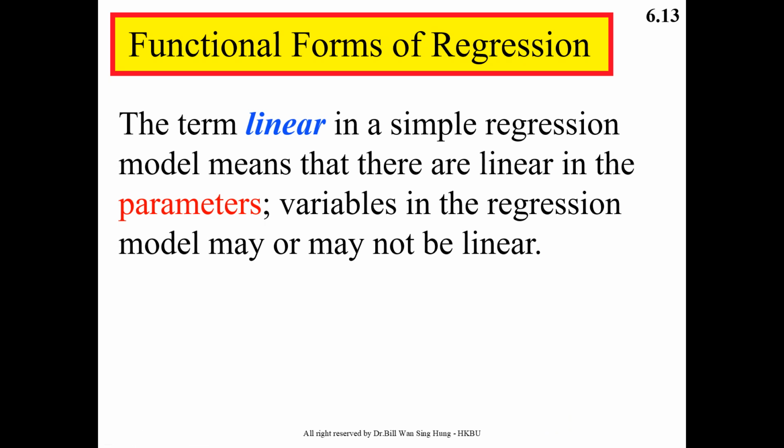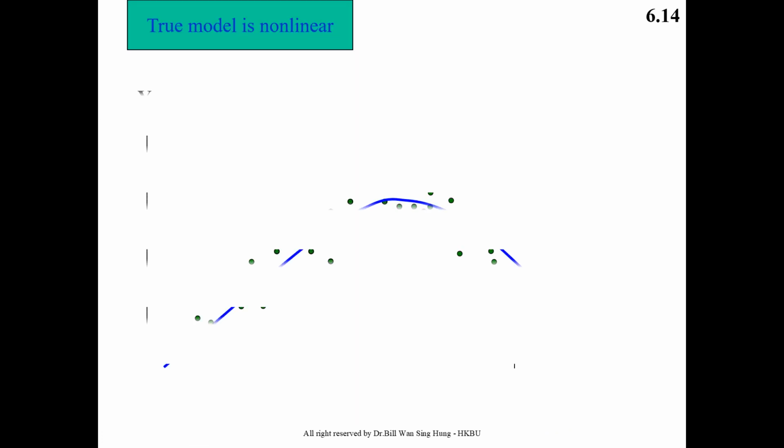Functional forms of regression. The term linear in a simple regression model means that it is linear in the parameters. Variables in the regression model may or may not be linear. If variables are not linear, we may linearize them by transformation. But the important thing is that the model must be linear in parameters. If the model is not linear in parameters, then we don't call it a linear model. It will be a non-linear model.